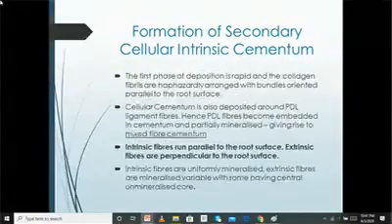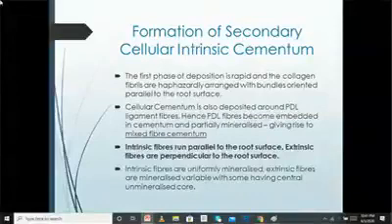Okay. So, the first phase of secondary cementum deposition is quite rapid, and the collagen fibrils produced by the cementoblasts during this phase are haphazardly arranged with most of the fiber bundles oriented parallel to the root surface.